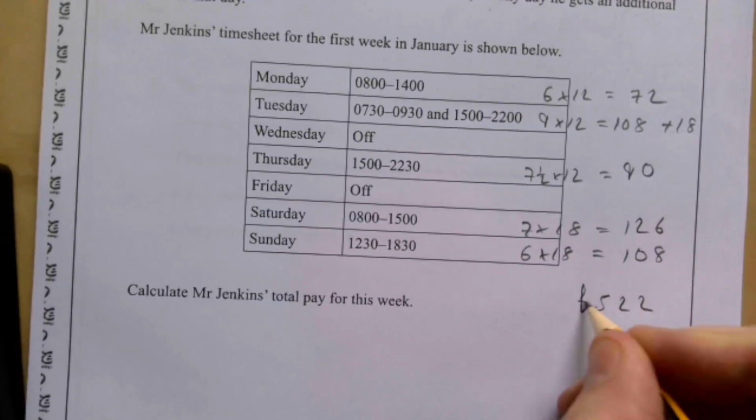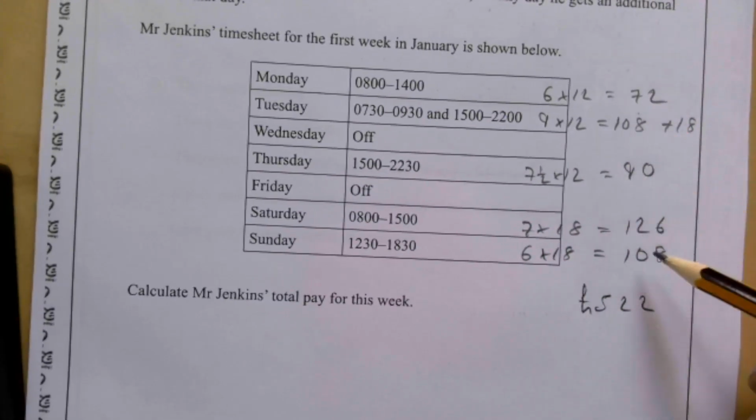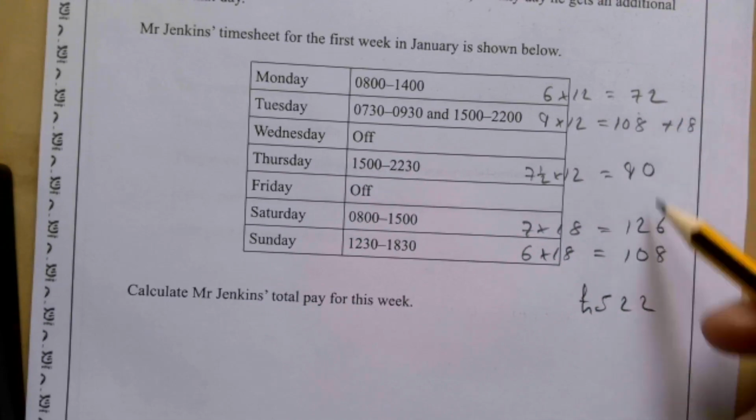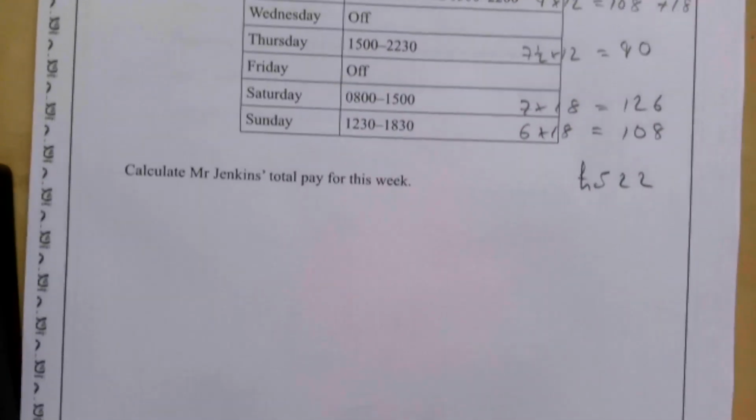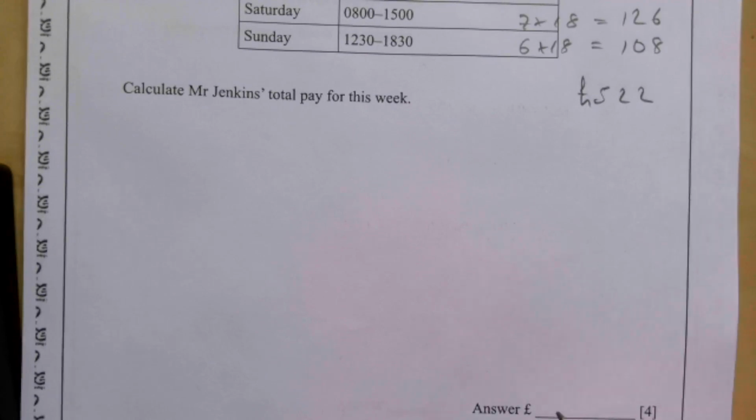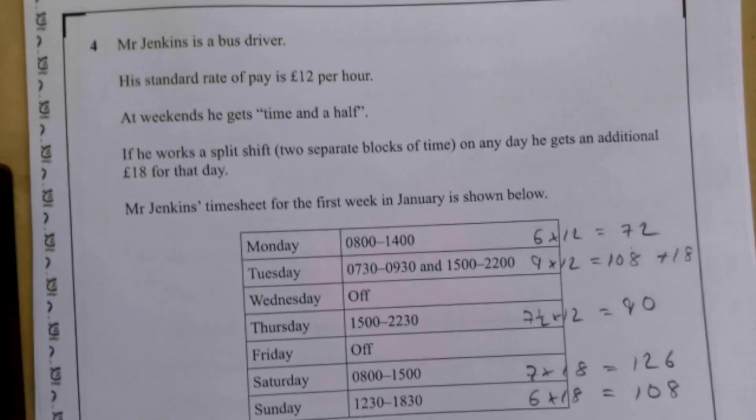My working out here isn't great, but those are the different values, and then he gets the 18 bonus. So remember to add the 18 on, and then our answer's down at the bottom. We can just about see. I'm putting in my 522 there.